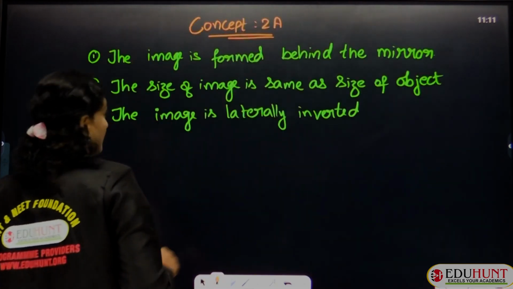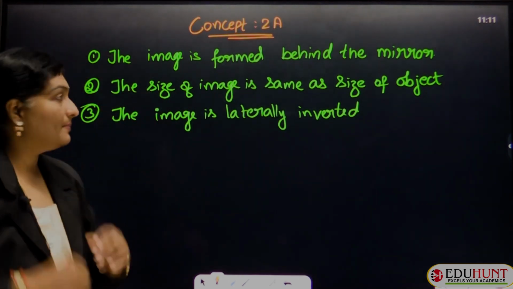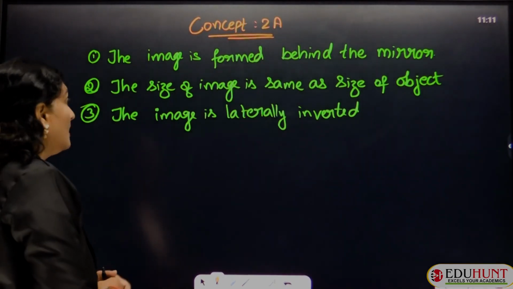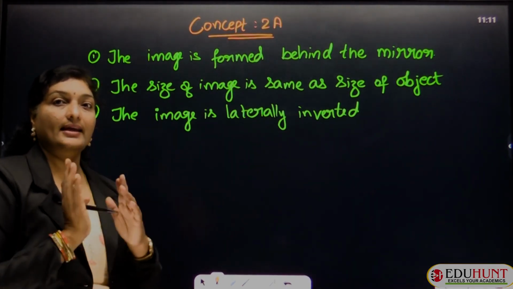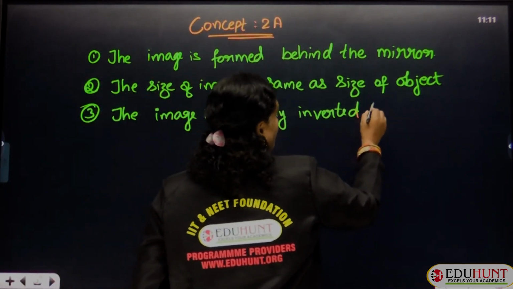So the image is always found behind the mirror. The size of the image is the same as the size of the object, and the image is laterally inverted. Laterally inverted means left to right and right to left.